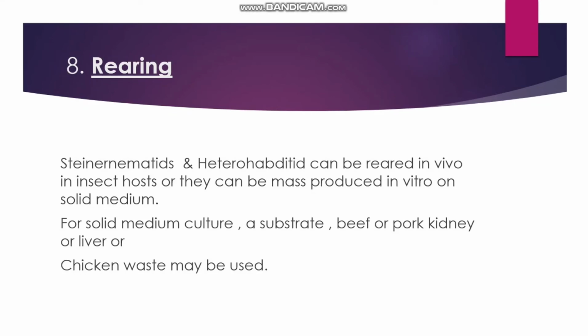Another one is the rearing. Steinernematidae and Heterorhabditidae can be reared in vivo, or in nature, in an insect host, or they can be mass produced in vitro on solid medium. For solid medium culture, a substrate of beef or pork kidney or liver, or chicken waste may be used.